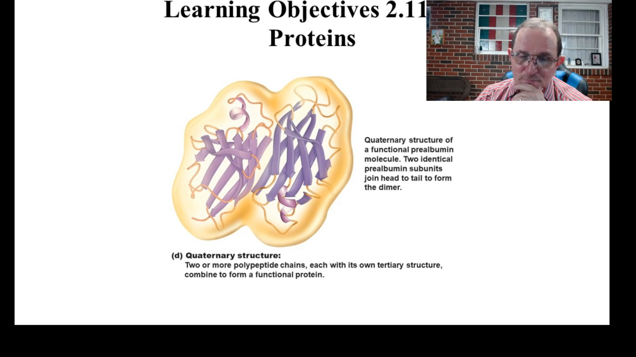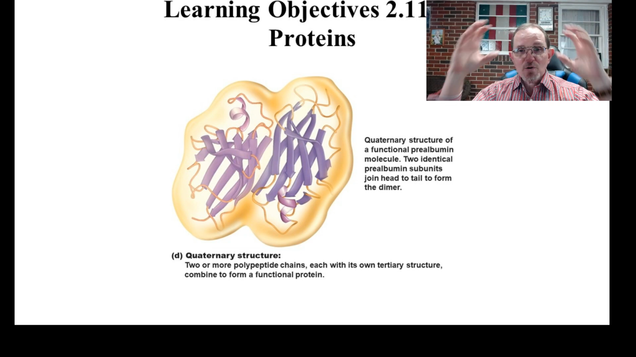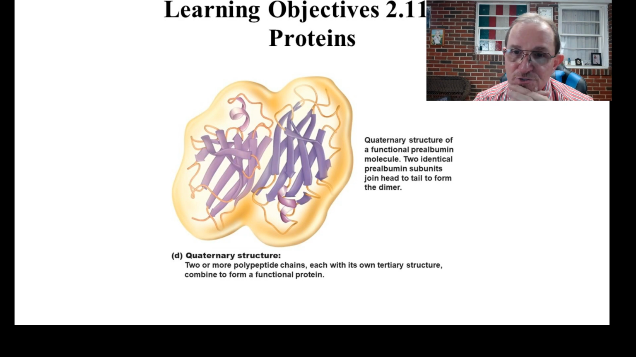As a matter of fact, probably the one that you're going to most hear about is hemoglobin. Hemoglobin is 4 separate strings of polypeptides that are attracted. That's quaternary.